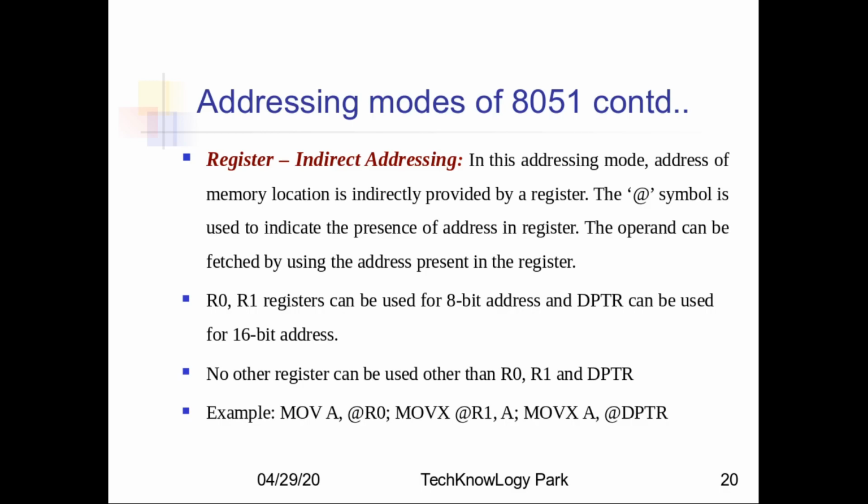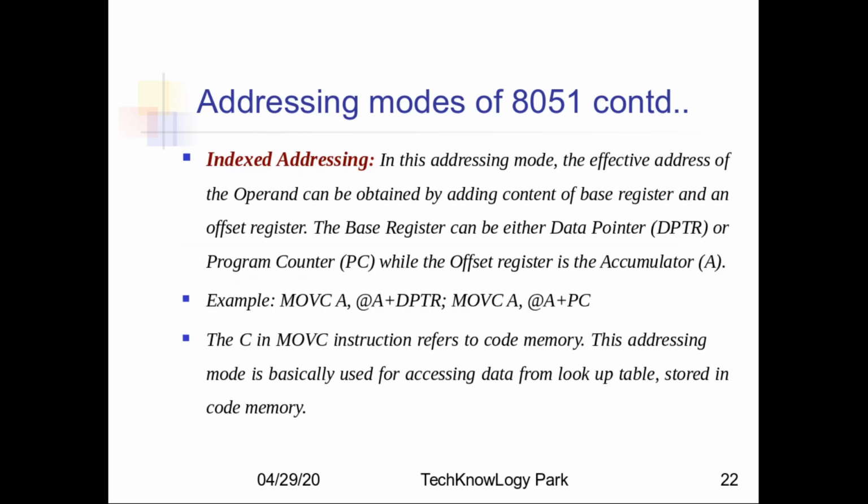Right. So with this, we'll move on to the last addressing mode, which is called indexed addressing mode. This is a very typical addressing mode. Try to understand this. In this addressing mode, the effective address of the operand can be obtained by adding the content of a base register and an offset register. Okay, there will be two registers here. The content of one is called the base register and the other is called the offset register. The content of the base register and offset register both will be added to get the effective address of the operand.